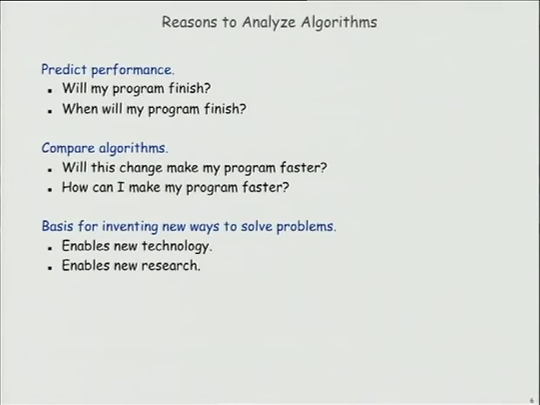Of course, if you have this measure of analyzing algorithms, you can also compare the algorithms. So you could ask questions such as, will this change make my program faster or slower for that matter? Or you could ask the other question, how can I make my program much faster? And then of course, if you have a way of analyzing algorithms, it enables new technology, and it will also enable new research, not necessarily both at the same time, but this is the kind of thing that you can do when analyzing algorithms.